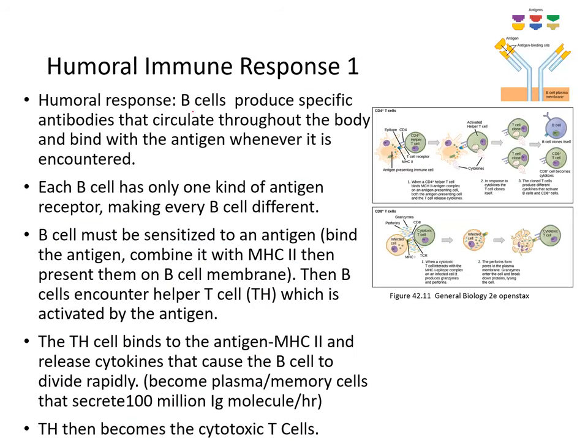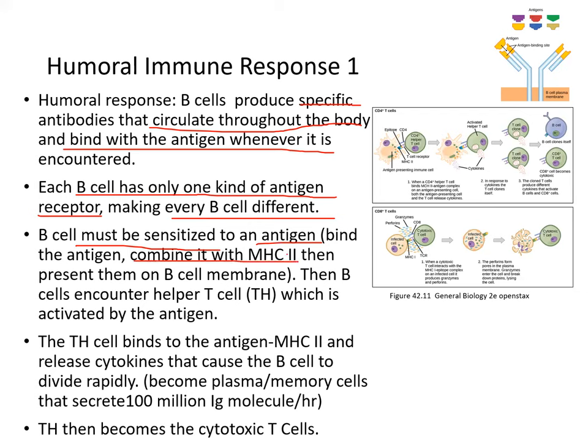So what is humoral response? B cells produce specific antibodies that circulate throughout the body, and they bind the antigens wherever they are encountered. And each B cell only has one kind of antigen receptor on the surface, making every single B cell different. But B cells must be sensitized to an antigen. It has to bind the antigen, combine it with MHC2, then present them both on the B cell surface.